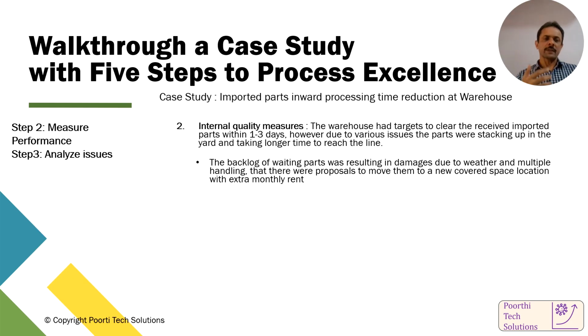Moving on to the next, steps 2 and 3. Step 2 talks about internal quality measures. The warehouse had targets to clear the received imported parts within 1 to 3 days. However, due to various issues, the parts were stacking up at the yard and taking longer to reach the line. This backlog of waiting parts resulted in damages due to weather and multiple handling, and there were even proposals to move them to a new covered space, paying extra monthly rent.